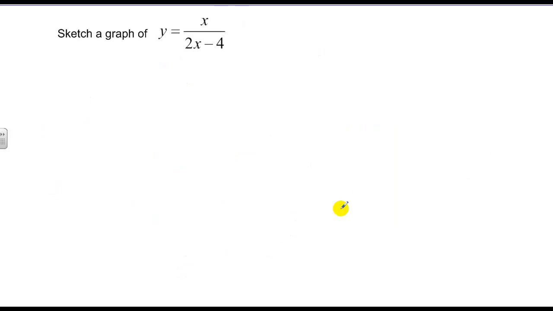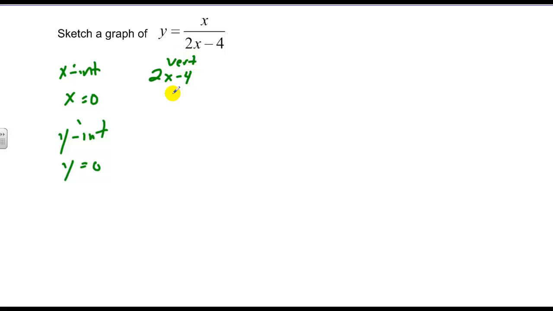Let's take a look at the next example. In this case, once again, I set my numerator equal to 0 to find my x-intercept. So x equals 0. Set x equal to 0 to find my y-intercept. So y equals 0. Vertical asymptote, set the denominator equal to 0, and I get x equals 2. Find my horizontal asymptote, I take a look at my highest degree, 1 in each case. Since my degrees match, I divide the leading coefficients. So y equals 1/2 is my horizontal.